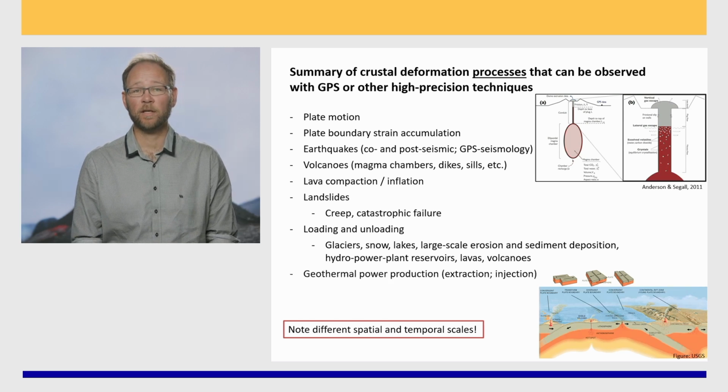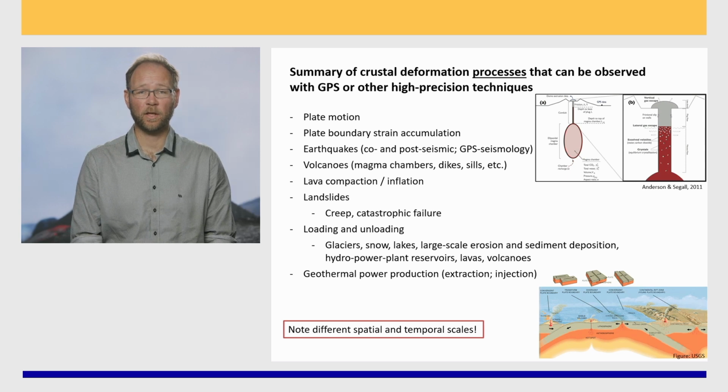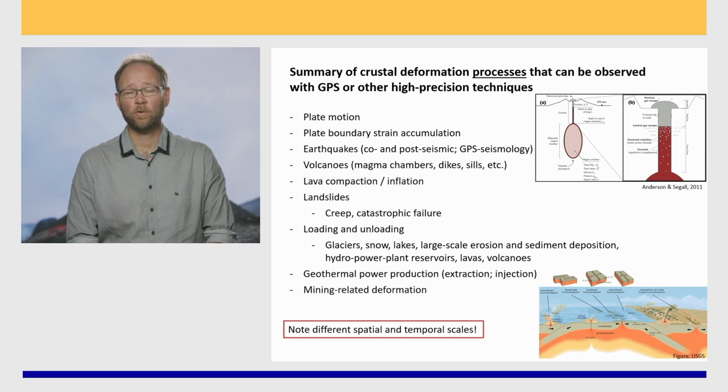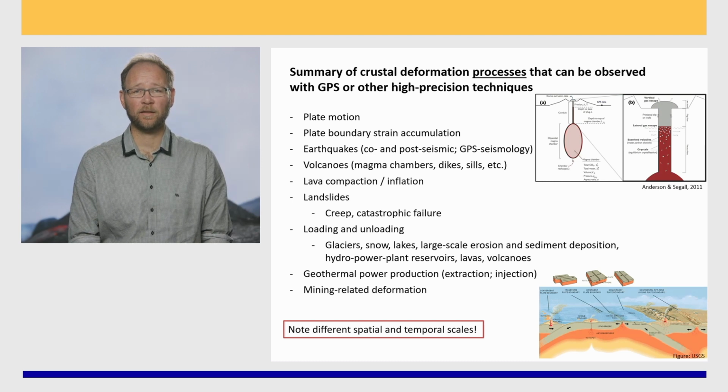We also have geothermal power production in some places, for example in Iceland and Italy, and there is some deformation, some centimeters per year, that's associated with the extraction and also injection of fluids. Finally, there can also be some mining-related deformation, and that's usually on rather small scales and relates to fluids being extracted or injected in mining areas. So these are all different processes. They're acting at very different spatial and temporal scales.